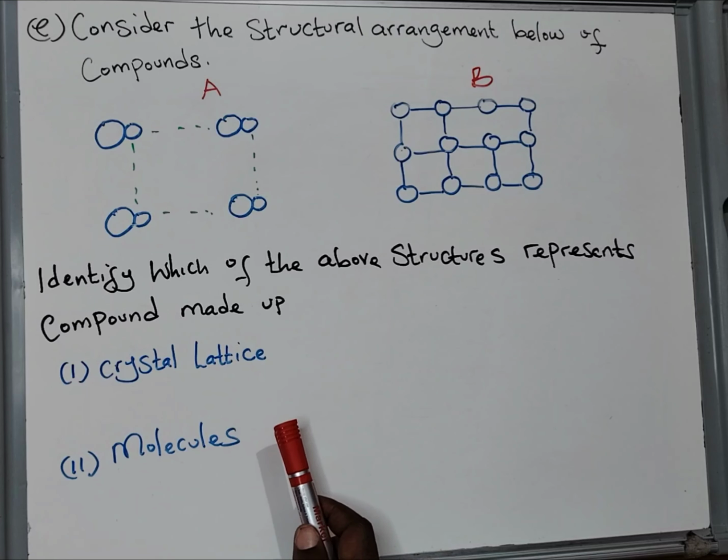Okay, molecules. The answer is A. So that is that. A is made up of molecules joined by intermolecular forces. While in B, all these atoms are joined by the same bonding, so we don't have intermolecular forces. So B is crystal lattice, while A is molecular.